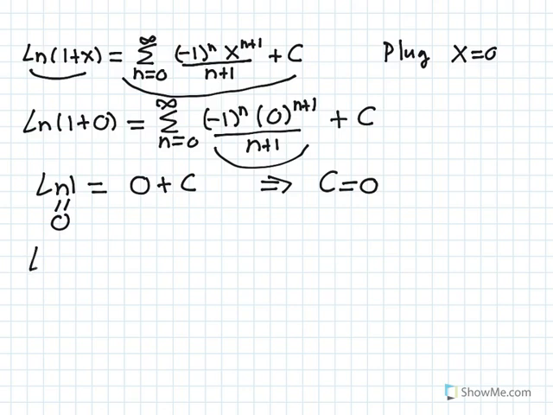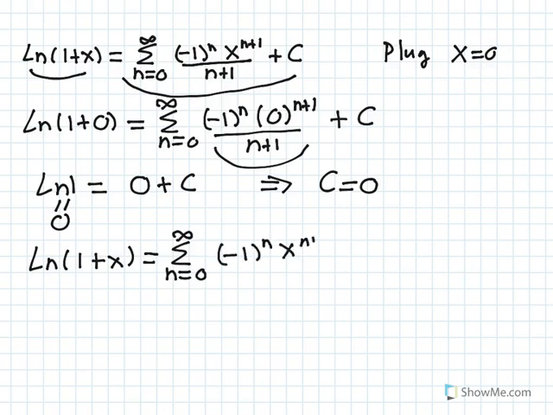So that means that we have the power series representation of log of 1 plus x. This is equal to summation n equals 0 to infinity, minus 1 to the power of n, x to the power of n plus 1, divided by n plus 1. If we expand this out term by term, we get x minus x squared divided by 2, plus x cubed divided by 3, and so on.